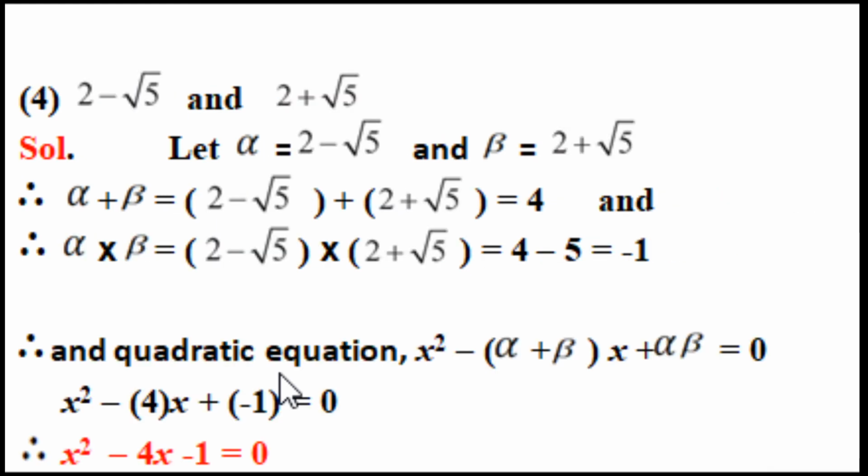Next question. One root alpha is 2 minus root 5. Another root beta is 2 plus root 5. Then alpha plus beta, 2 minus root 5 plus 2 plus root 5, minus root 5 and plus root 5 cancel. So 2 plus 2 is equal to 4. Here alpha into beta, 2 minus root 5 and 2 plus root 5. So using the formula (a minus b)(a plus b) is a square minus b square, we get square of 2 minus square of root 5. So 4 minus 5 is equal to minus 1, negative 1. Putting this value, we get x square minus 4x minus 1 is equal to 0.